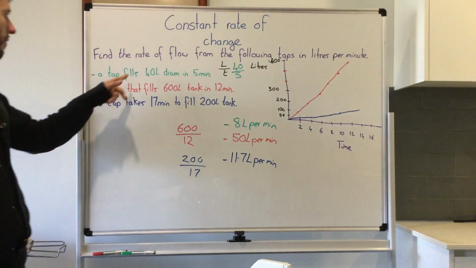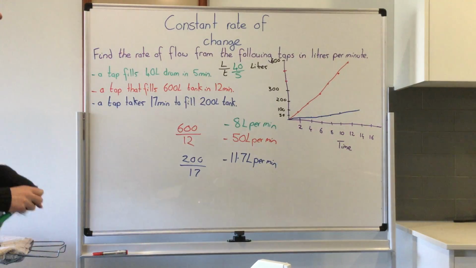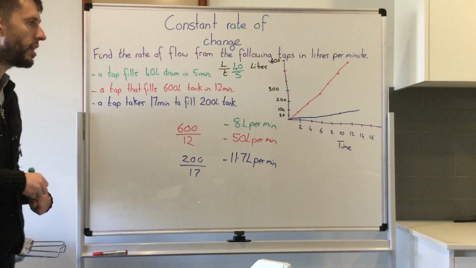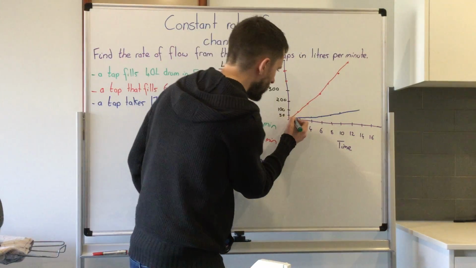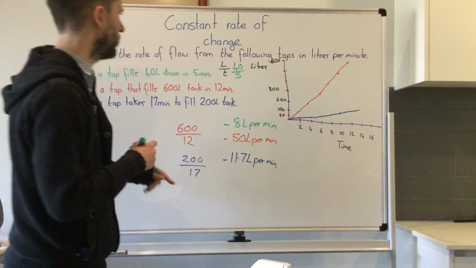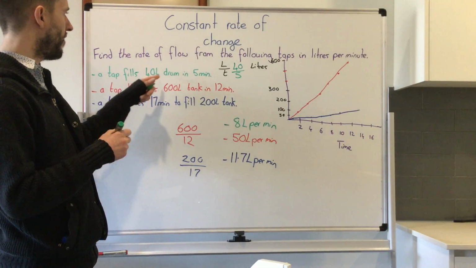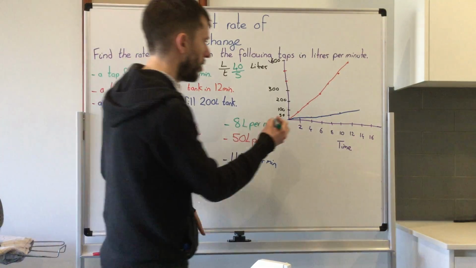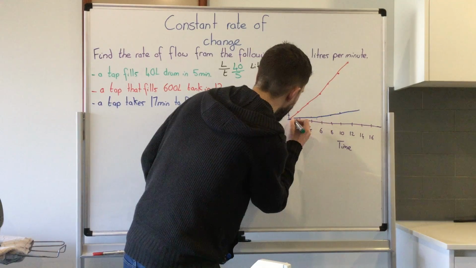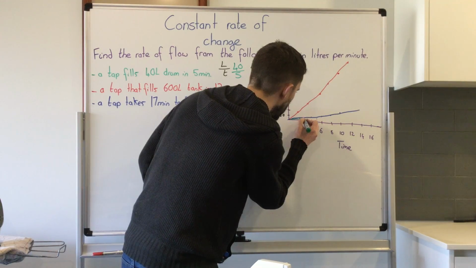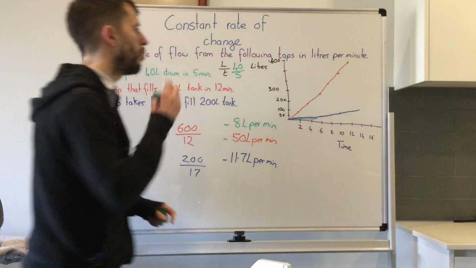And then my first graph, a tap fills 40 litres in 5 minutes. And we said 8 litres per minute. So we'll be at 16. So in 5 minutes, it will be at 40 litres. So I can go straight to 5 and go right here. Now graph is quite small.